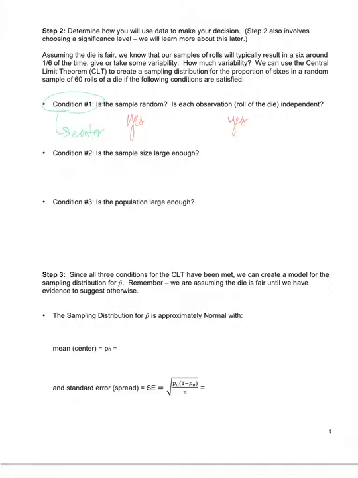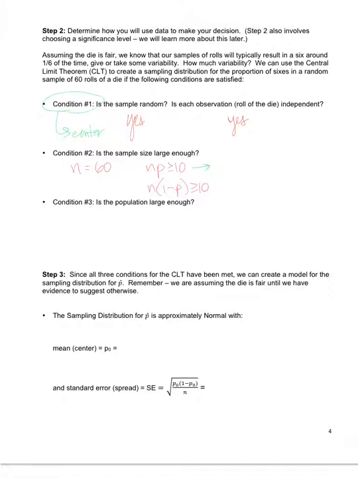All right, condition 2, is the sample size large enough? So we're going to be doing 60 rolls, and we're about to find out why we're doing 60. Our test for sample size is the same as before. So we're going to check to see if n times p is greater than or equal to 10, and whether or not n times 1 minus p is greater than or equal to 10. And like before, both of these have to be met.